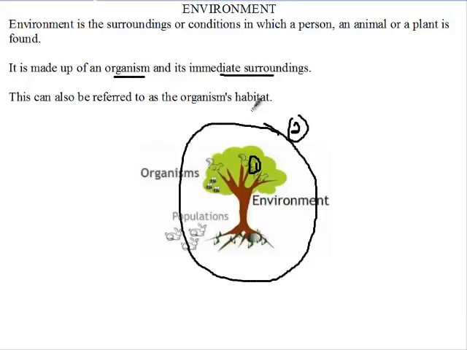The fish lives in the aquatic habitat. That is the place where a fish can be found. Trees are mostly found on the terrestrial habitat. So when we say the environment, we're talking about an organism and its immediate surroundings.